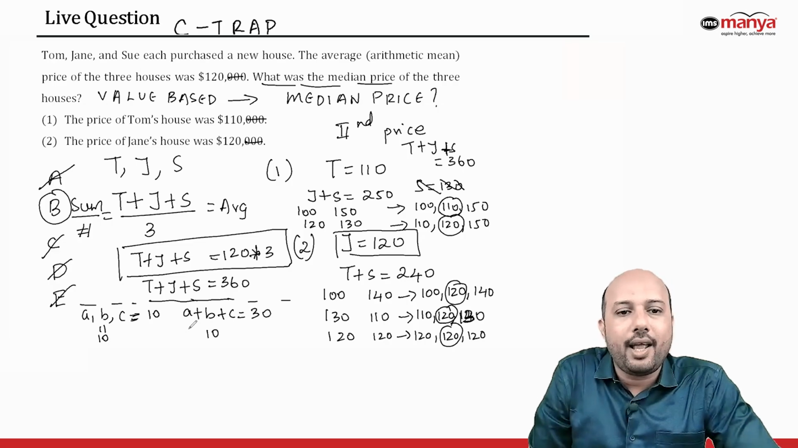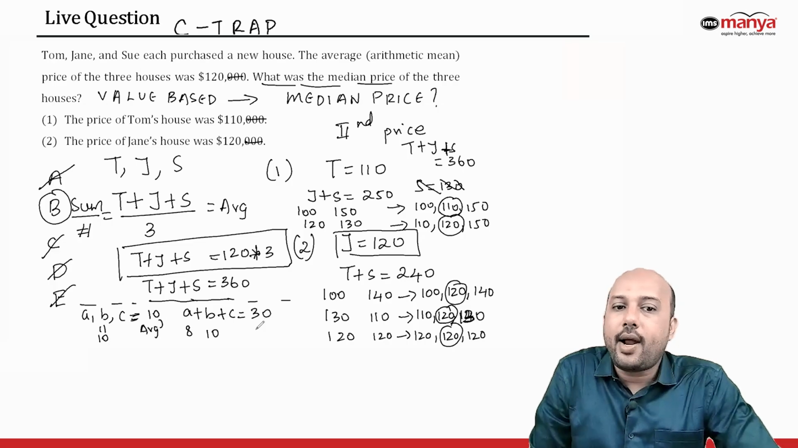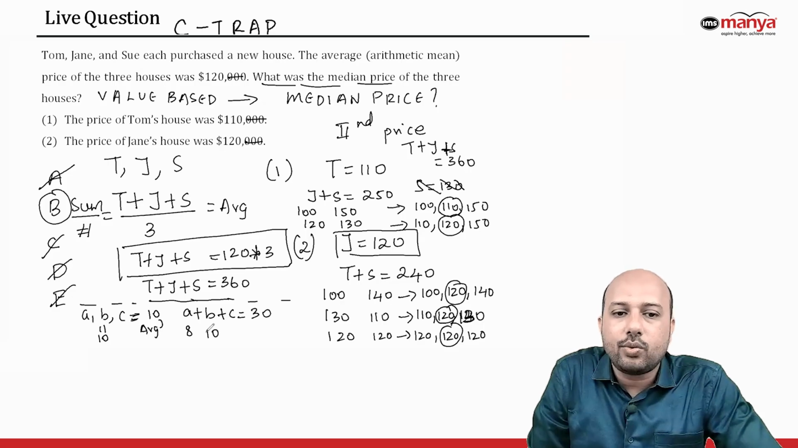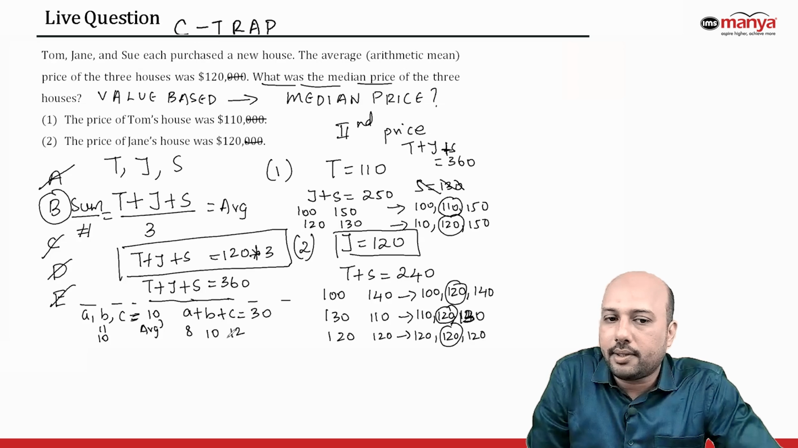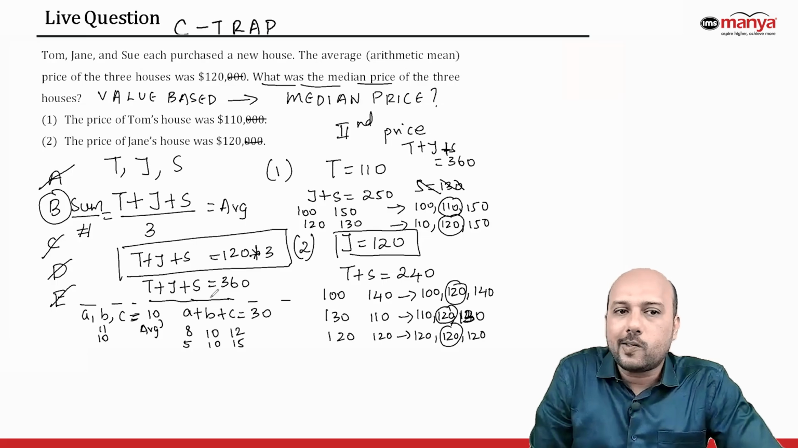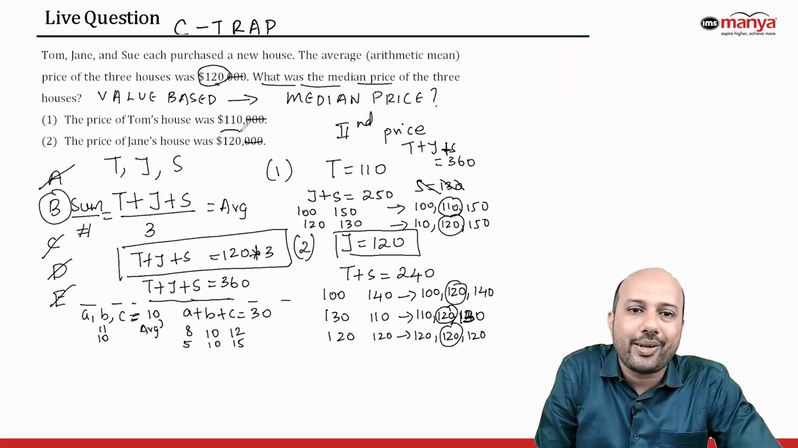For example, if I take the A value as 8, it's just 2 less than the average of 10. Then I have to take C exactly 2 more than the average, because A has taken 2 less. So that means C has to be 12. Then only the sum will be equal to 30. If A is 5, 5 less than the average, then C has to be 15, then only the average will be equal to 10.